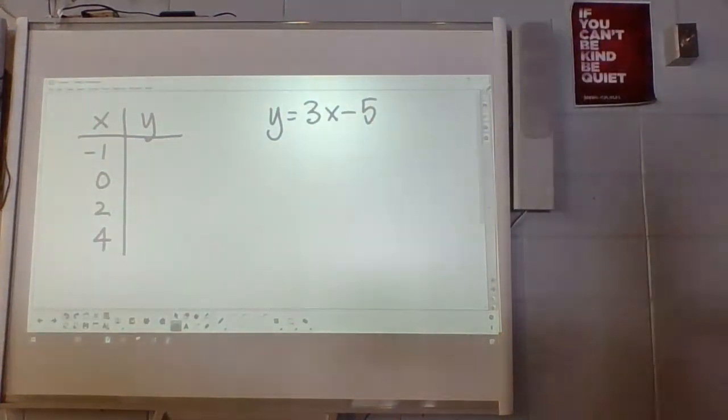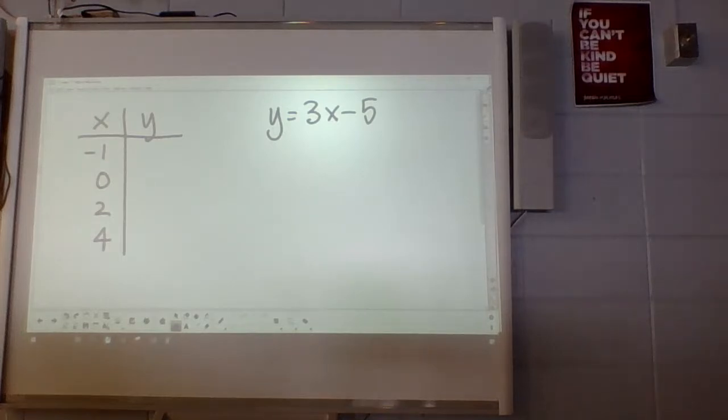So I'm giving you this table, and I want you to fill it in based off of that equation. If you need a calculator, go ahead and grab one. I'm going to be looking at the second half of your table, the coordinates that go with it.